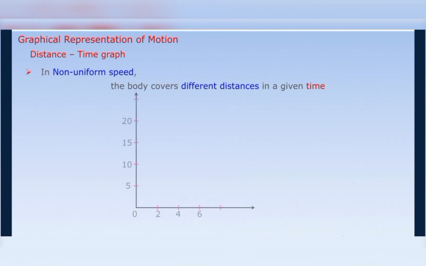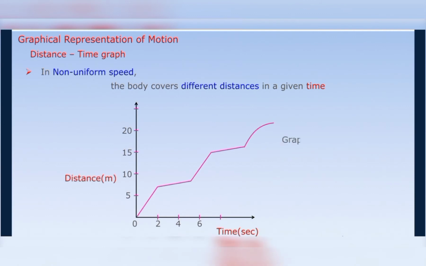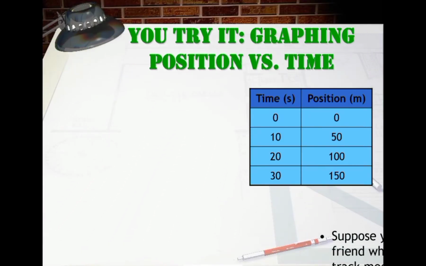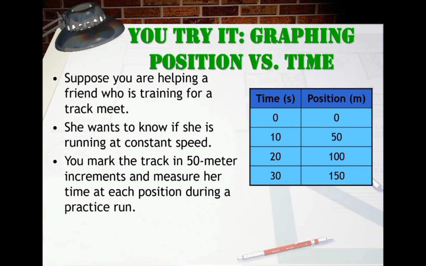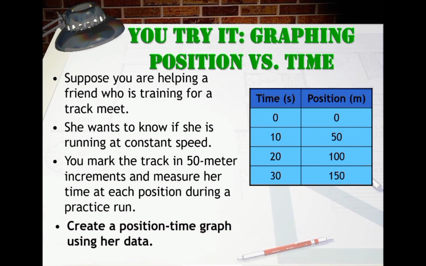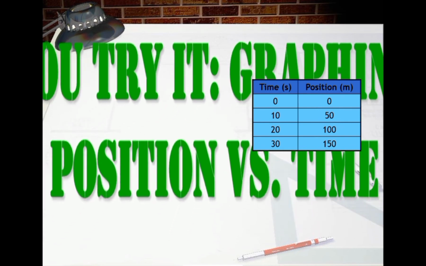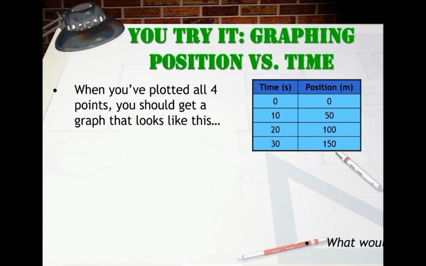Next is non-uniform speed. We have seen above that if the speed of a body is uniform, then its distance time graph is a straight line. If, however, the speed of a body is non-uniform, then the graph between distance traveled and time is a curved line. Let us take an example. Suppose you are helping a friend who is training for a track meet. She wants to know if she is running at constant speed. You mark the track in 50-meter increments and measure her time at each position during a practice run. Create a position time graph using her data.